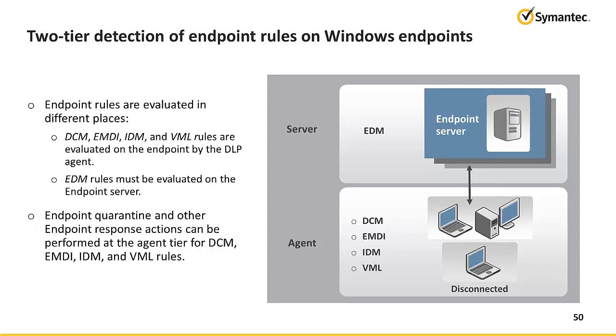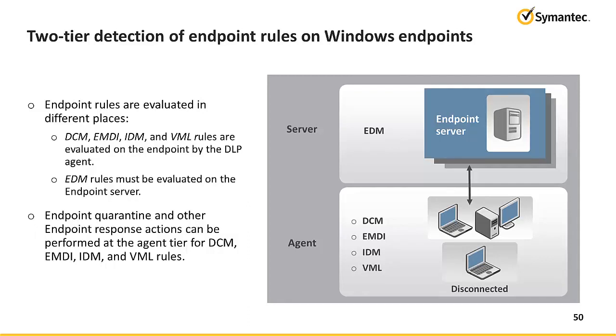Two-tier detection provides the best of both worlds: the ability to perform agent-based real-time blocking, quarantine and encryption actions, and exact matching on small to medium-sized data sources with DCM, EMDI, IDM, and VML, whether or not the agent is connected to an endpoint server, and the ability to perform server-based, highly accurate exact matching on very large data sources with EDM. Blocking, quarantine, and encryption actions, and on-screen user notifications need to be performed in real time, for instance when a user tries to copy a sensitive file to a USB device.